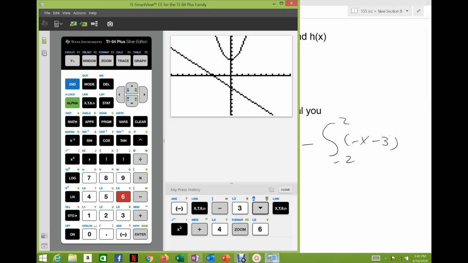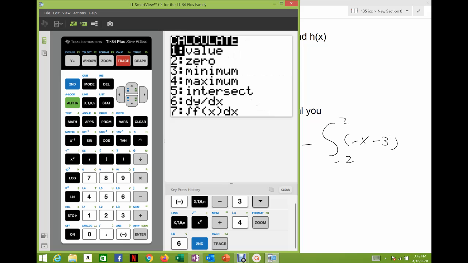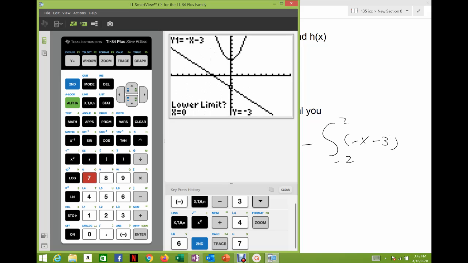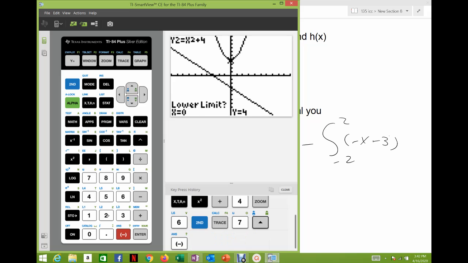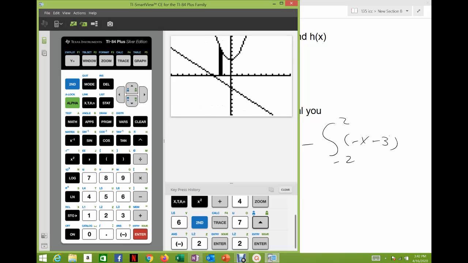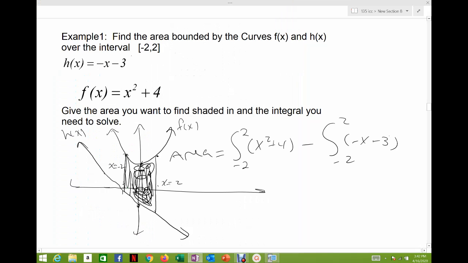Alright, and so I'm going to do that. I'm going to go to my function, I'm going to graph. The biggest thing is to make sure you're on the correct function. So hit second trace 7. Make sure I'm on the littler function right now, so I want to hit my up arrow, and now I'm on my big function. Alright, so I'm going to integrate my big function from -2 to +2, and when I do, it comes out 21 1/3. Alright, and now I subtract whatever the area is under my g of x, or h of x.